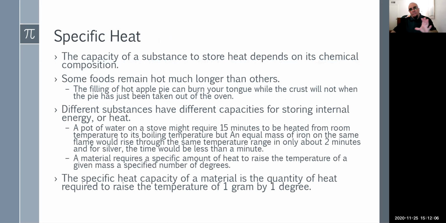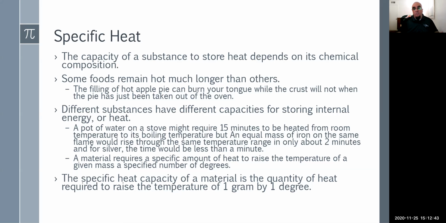So that leads to the topic of specific heat. The capacity of a substance to store heat depends upon its chemical composition. Some foods remain hotter than others. Think of the filling of a hot apple pie. Anyone ever get an apple pie at McDonald's or somewhere like that, the ones that they deep fry? You're able to hold it and you're like, oh, this is nice. And then you bite into it, and all of a sudden that filling comes rushing out on your tongue and you melt your tongue. Well, that's because the crust has a different specific heat than the filling of the pie. Different substances have different capacities for storing heat.